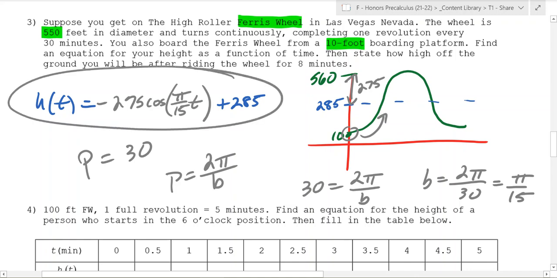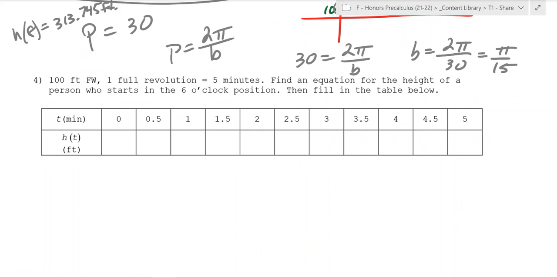And then state how high off the ground you'll be after riding the wheel for 8 minutes. You literally just plug in 8. So h of 8 in this case, and you plug it in your calculator, you're going to get 313.745 feet right there.